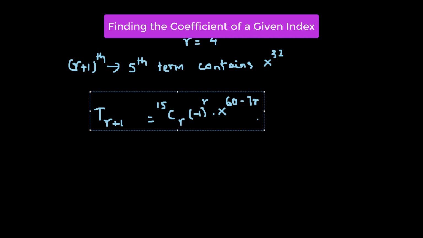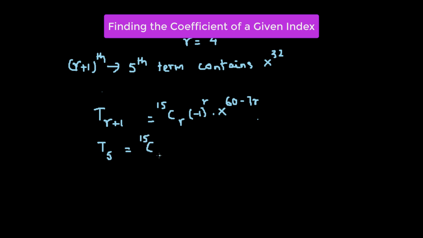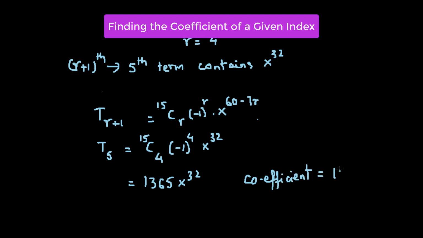So now we know that the r value is 4. So we replace it. That gives us T5 equals 15C4 (-1) raised to the power of 4. So this is going to be the coefficient part. So let's write it. The 60 minus 7r is 32. So we have to find the value of 15C4 times (-1) raised to the power of 4. So 15C4 gives us 1365, and (-1) raised to the power of 4 is 1. So we have x raised to the power of 32. Since we are asked to find the coefficient, the coefficient will be simply 1365. So that's for the first part.